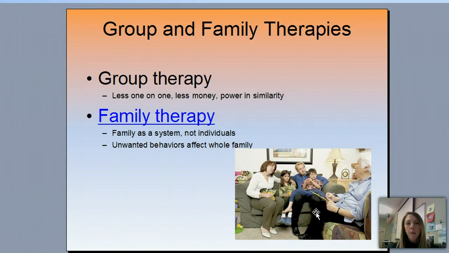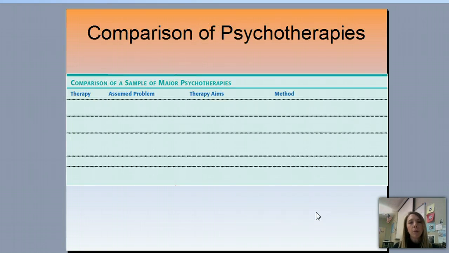Okay, I lied. I'm not going to do this chart at the end. We'll do this in class because we're already at 15 minutes, and that is too long, I've been told. So in class, we will compare the types of psychotherapies we've talked about, looking at the type of therapy, what the problem is, what it aims to change, and then the methods used to change it.